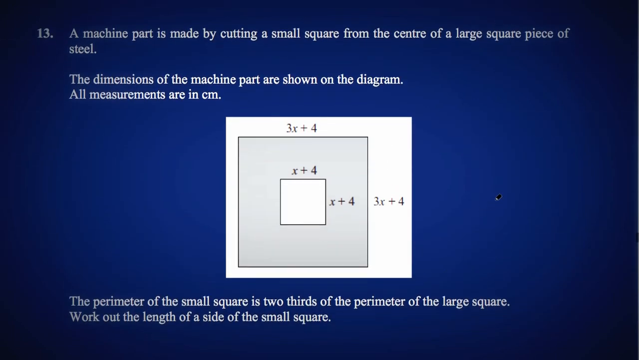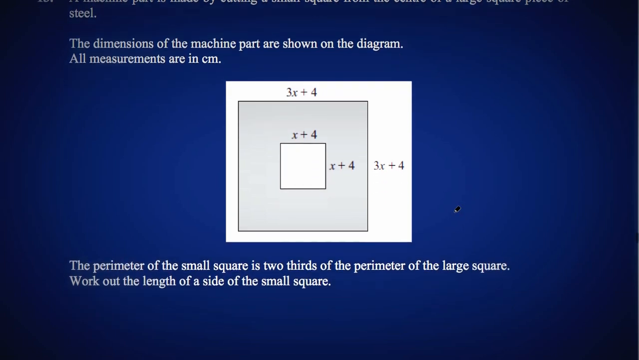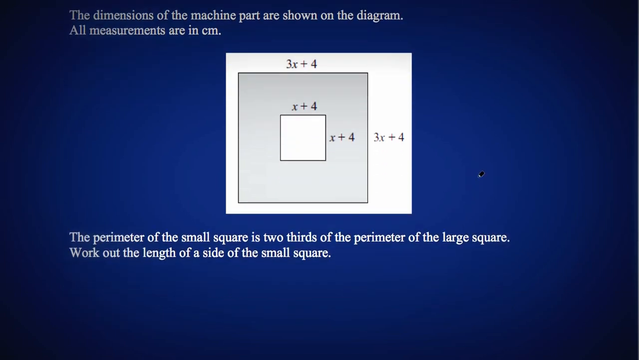Alright, question 13. A machine part is made by cutting a small square from the center of a large square piece of steel. The dimensions of the machine part are shown on the diagram and all measurements are in centimeters. The perimeter of the small square is 2/3 of the perimeter of the large square. Work out the length of one side of the small square. So I need to know what x plus 4 is eventually.